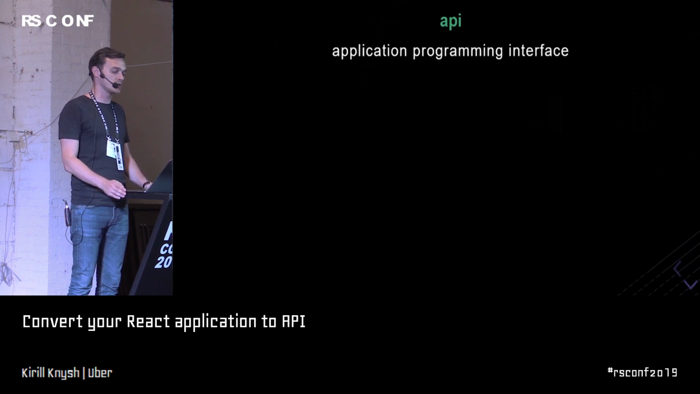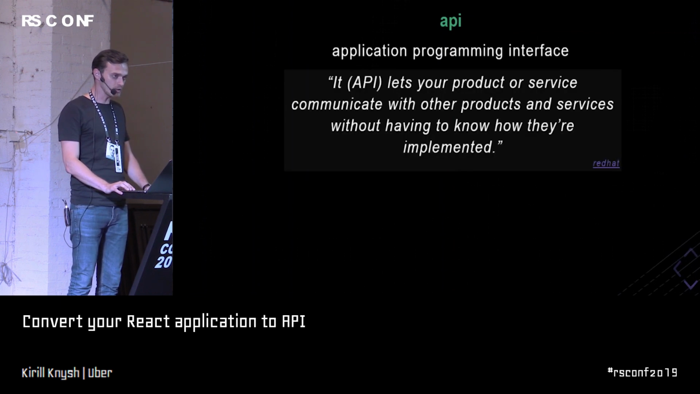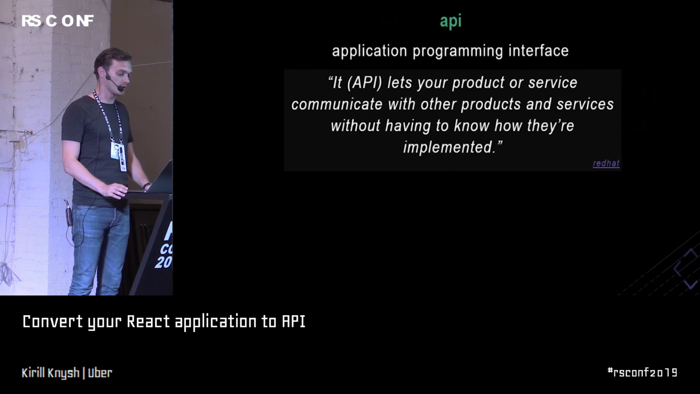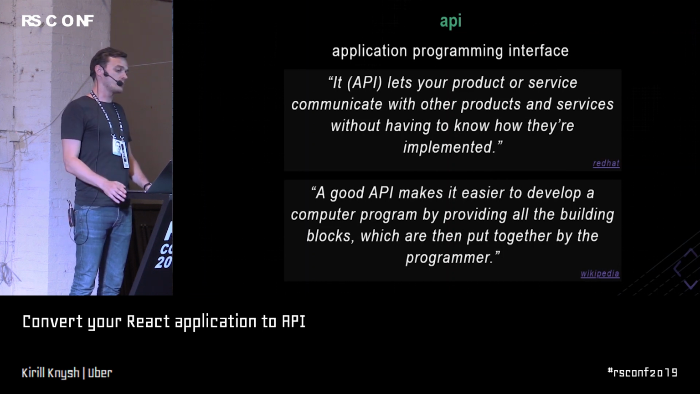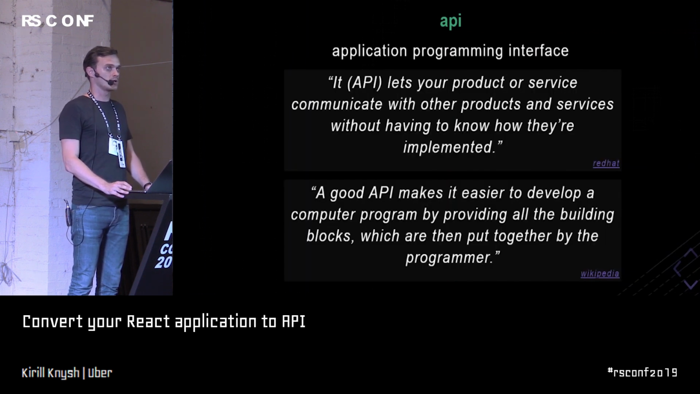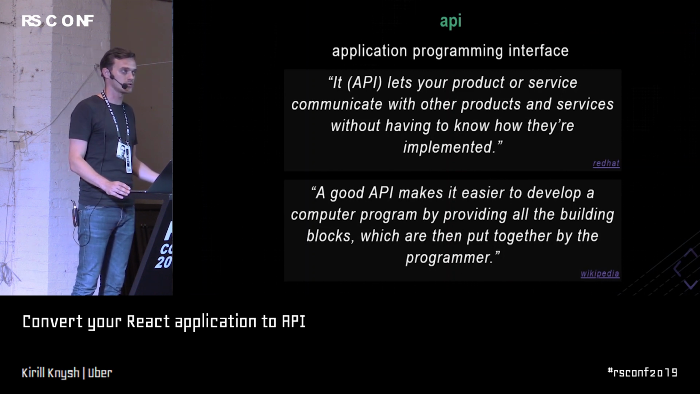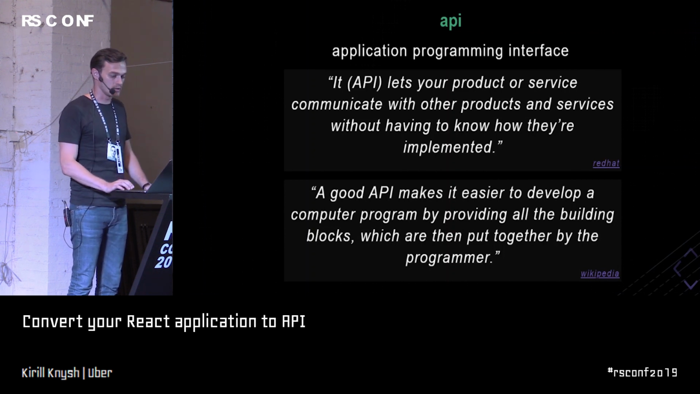We all know that API stands for Application Program Interface, and I believe everyone here knows what API is in general. Personally, I like these two quotes about API and what it is. The API lets your product or service communicate with other products. That's the important part. And of course, a good API makes it easier to develop your applications. As I said, API is Application Programming Interface, and I would like to focus on the word interface because no one prohibits us from using this interface as a user interface. So why not make it a UI, and not just an I?